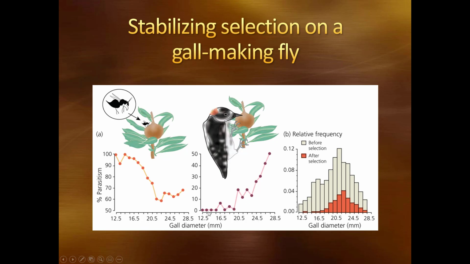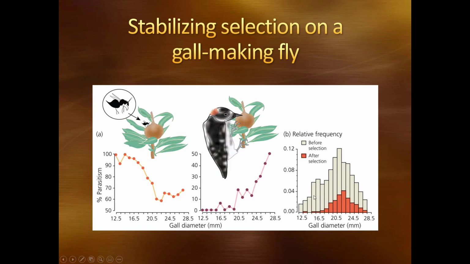However, birds tend to attack the larger galls, what we can see over here. So the parasitism by birds on these larger galls is high. If the flies make them too small, they get hit by parasites. If they make them too large, they get hit by birds, and therefore gall diameter is essentially under stabilizing selection. It's not good to be too small, and it's not good to be too large.